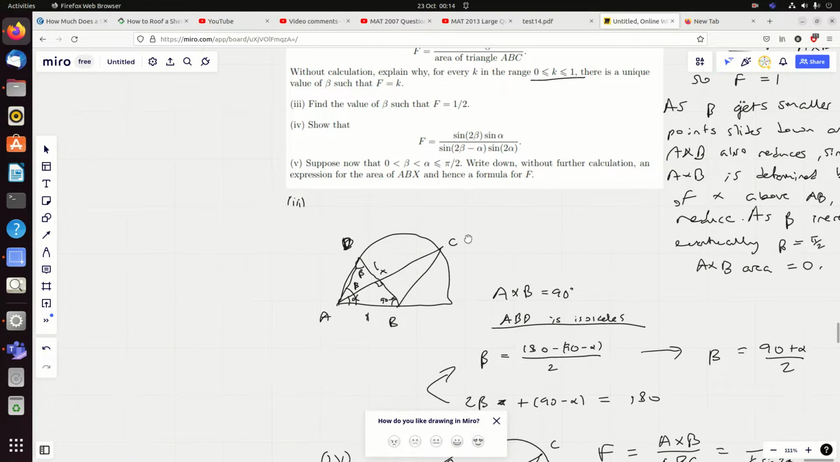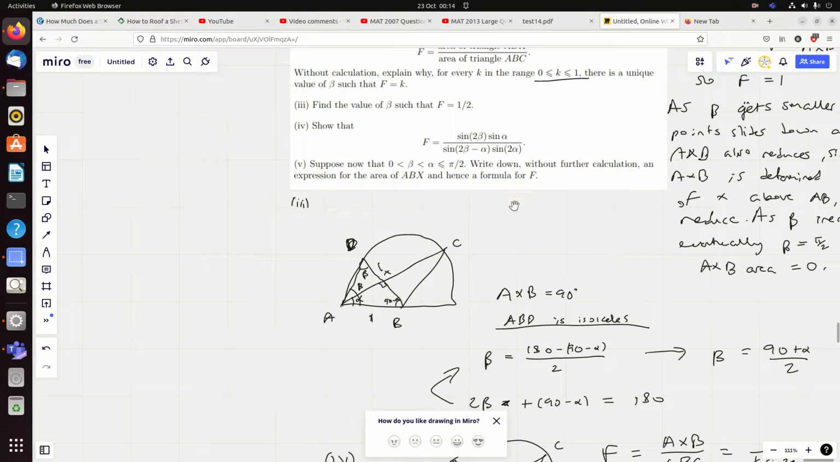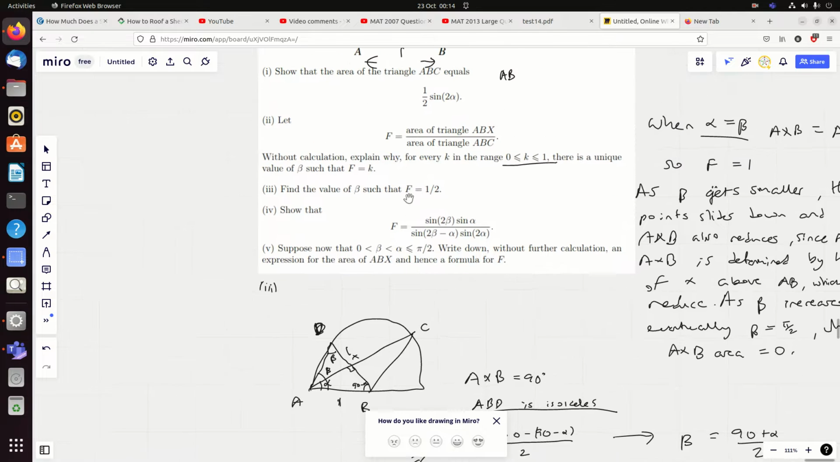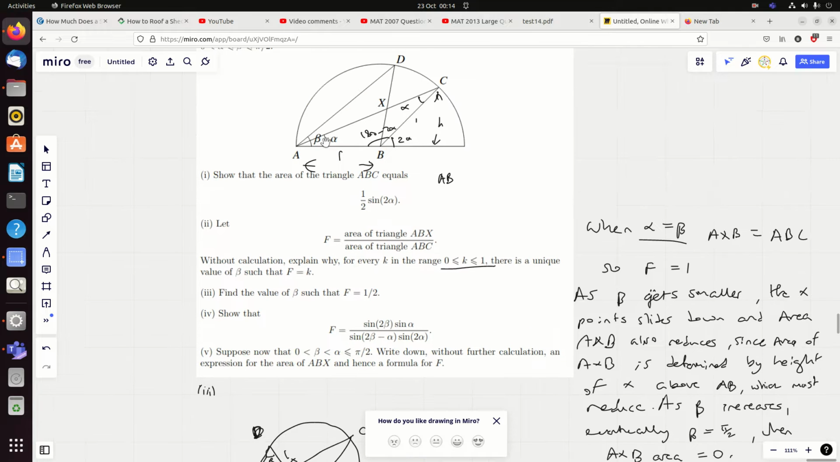Sorry, so part 5: write down without further calculation the expression for the area of ABX and hence the formula for F when they switch beta and alpha around. Yeah, they've switched beta and alpha around. That's what's happened. Beta and alpha have switched around in the order of the inequality. Let's take a quick look at what that looks like on GeoGebra.